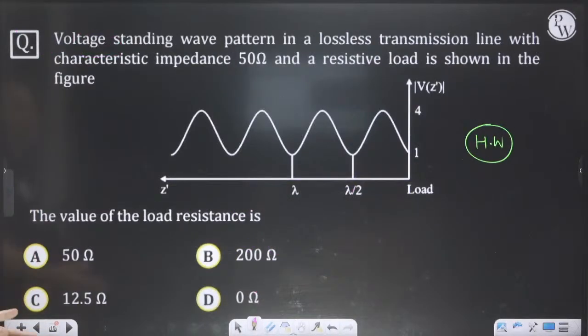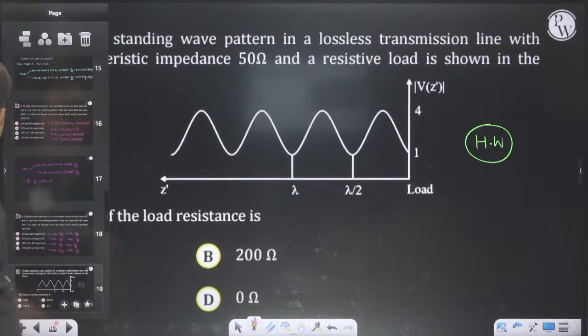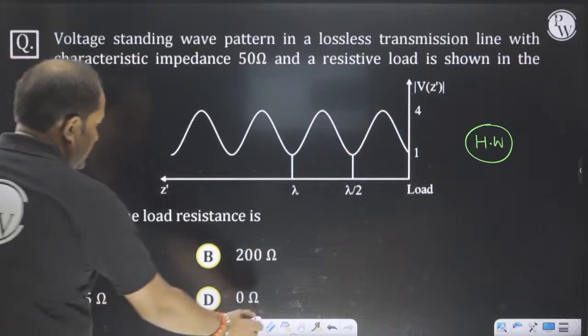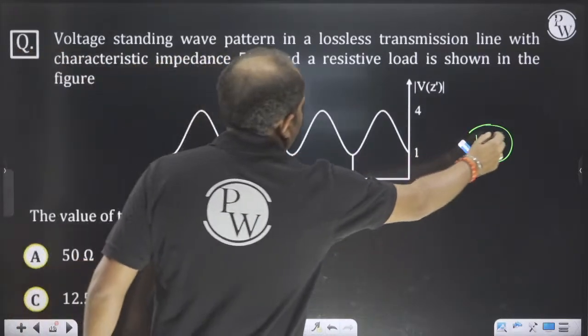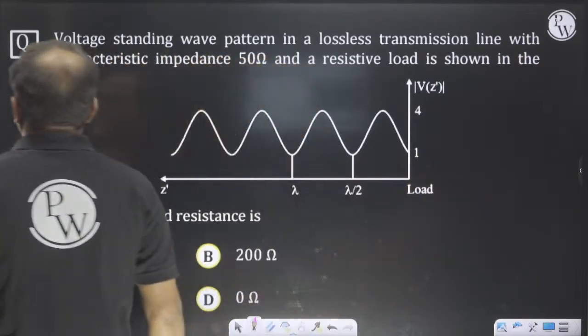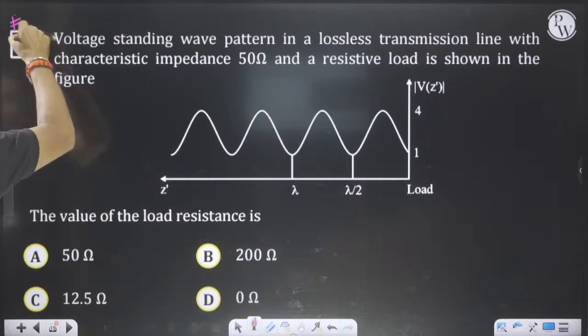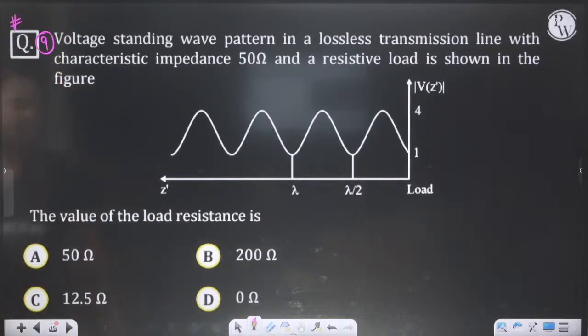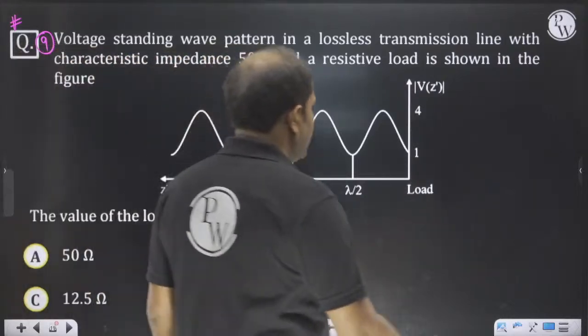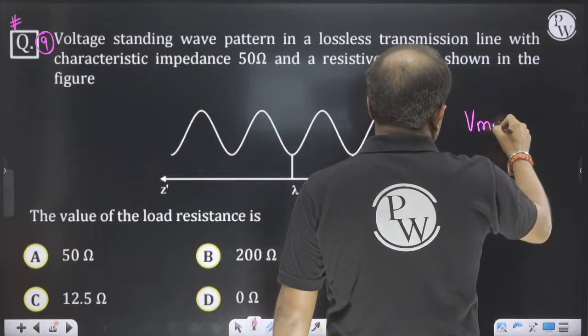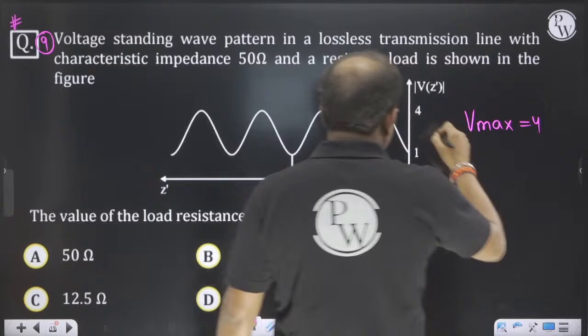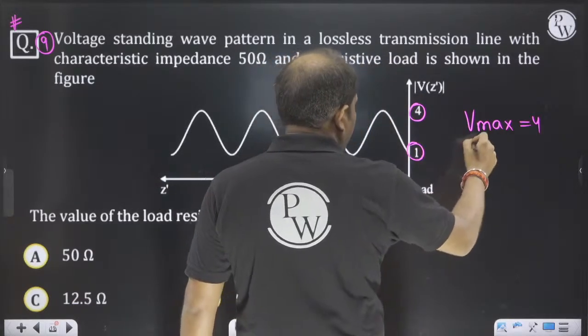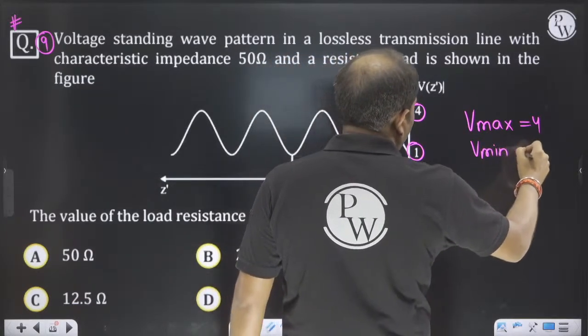Then we have question number 9. What do we have? They have given the voltage standing wave ratio, and they are asking for the load impedance. First of all, I will check how much Vmax is. So Vmax is equal to 4 volt. And how much is Vmin? So Vmin is equal to 1 volt.